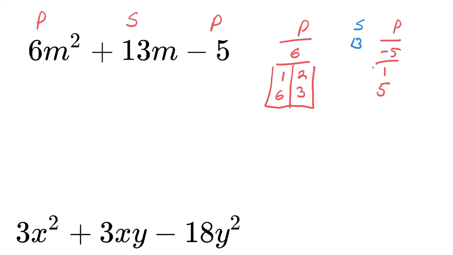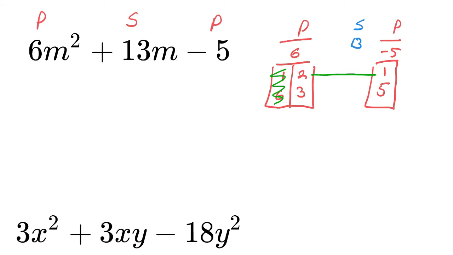Vertical pairs. And now we're going to guess and check. 1 times 1 and 6 times 5. Well, that makes a 1 and a 30. That will not work. Cross them. 5 and 6. That makes an 11, so I'm getting closer, but that doesn't work. So 1 and 6 is not going to be a success.